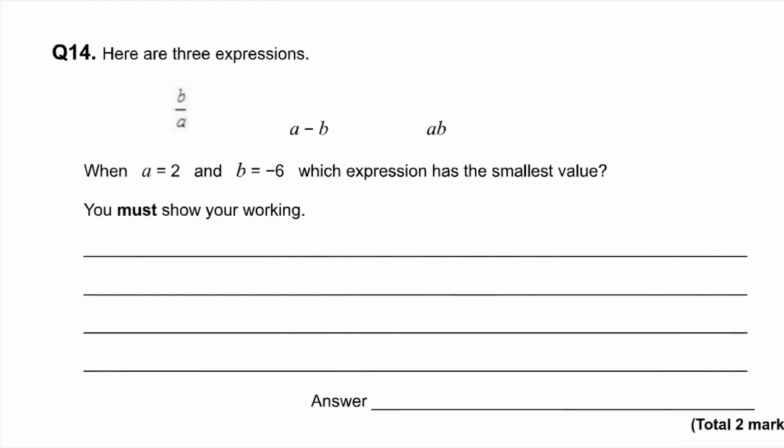When A is 2 and B is minus 6, which expression has the smallest value? Okay, well, if A is 2, it's going here, it's going here, and it's going here. And if B is minus 6, it's going here, it's going here, it's going here. Let's work out the value of those 3 expressions then.